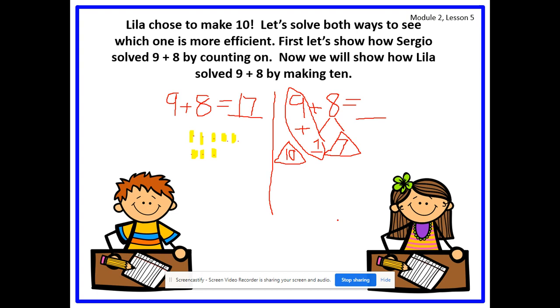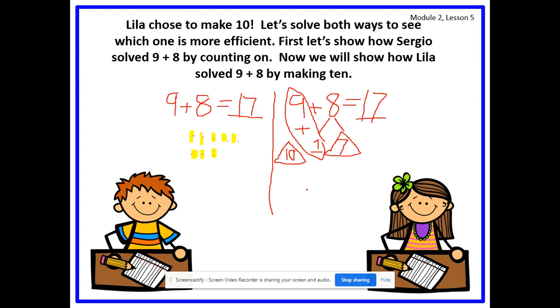Get ready. Yes, 17. Did we get the same answer? Get ready. Yes. What now? Let's think. Which one was more efficient? Counting on or making 10? Meaning which one was more faster? Think about it. Get ready.